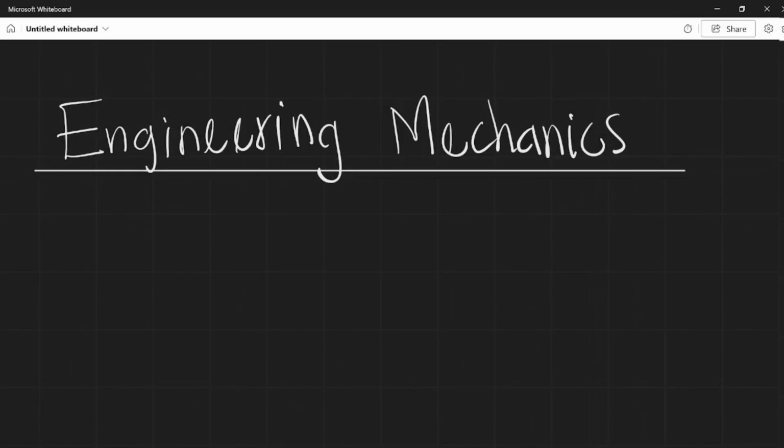Today we're going to be discussing our first topic in engineering mechanics. Engineering mechanics is broken up into several different subtopics. The one that we'll be looking at today is going to be statics.